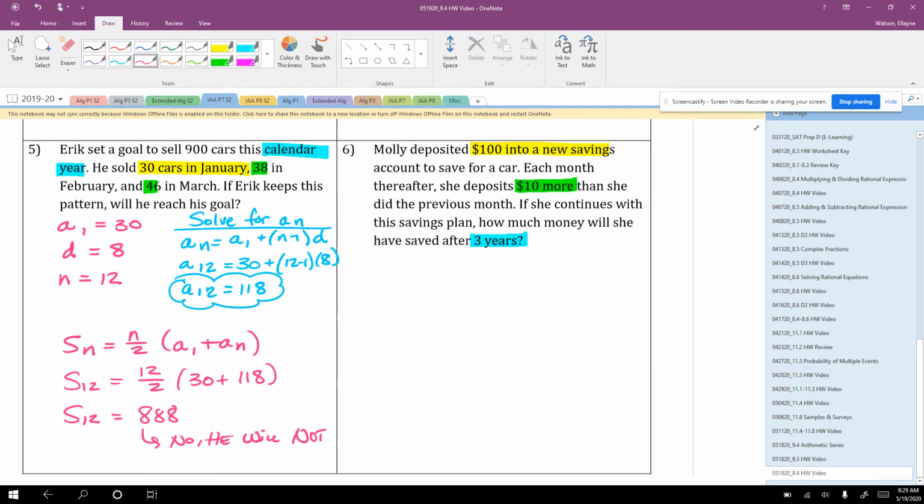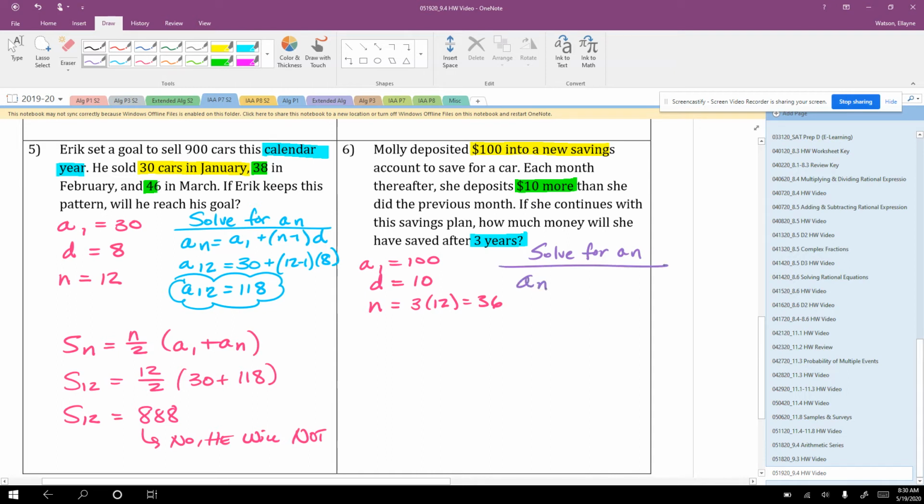Okay, let's see here. We know that a sub 1 is 100. We know that d, the difference, is 10, so every month she's adding 10 more. And then we know n, the number of months. Well, that's 3 years times 12 months, so 36. Now, what are we missing? We're missing a sub n again, just like we were in number 5. So let's solve for a sub n.